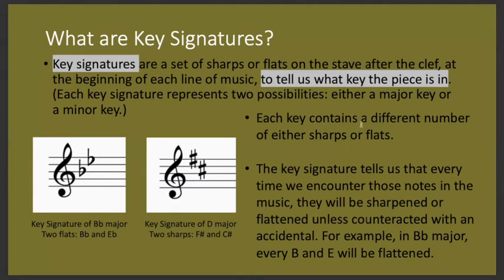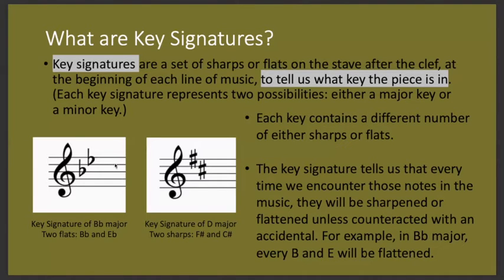Each key contains a different number of either sharps or flats. You'll never get a mixture. The key signature tells us that every time we encounter those notes in the music, they will be sharpened or flattened unless counteracted with another accidental. For example, in B flat major, every B and E will be flattened.